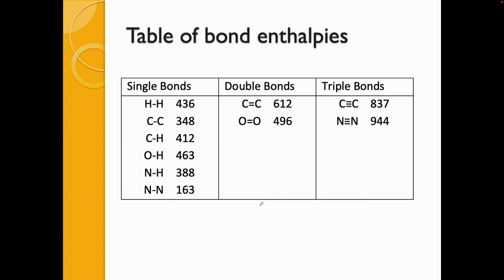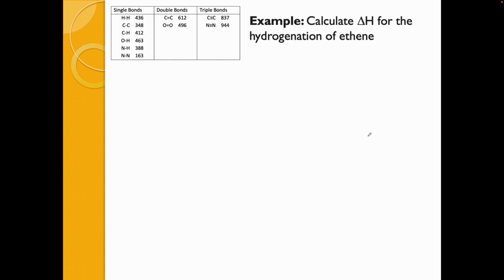So you're not expected to memorize all the bond enthalpies in any given question. You would be provided with them either in a table or specifically the ones that you need. But here are the most common ones for single bonds. The hydrogen-hydrogen bond is 436, and then carbon to carbon is slightly weaker at 348. So the higher the number, the stronger the bond. The nitrogen-nitrogen bond is very, very strong, which is why it's so unreactive. Hopefully that makes sense.